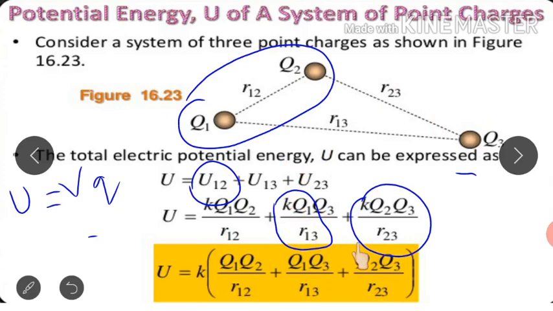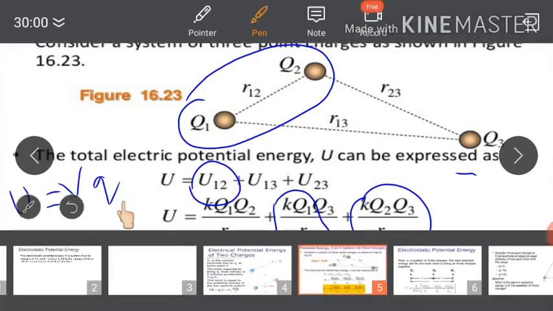Now from this particular step, we can easily see that K is common. So that's why K is taken out, and in the bracket you have this. So this is the electrostatic potential energy for a system of 3 charges. Similarly, we can write the electrostatic potential energy of a system of 4 charges or n number of charges, if you know this. I hope this topic is clear to everyone.